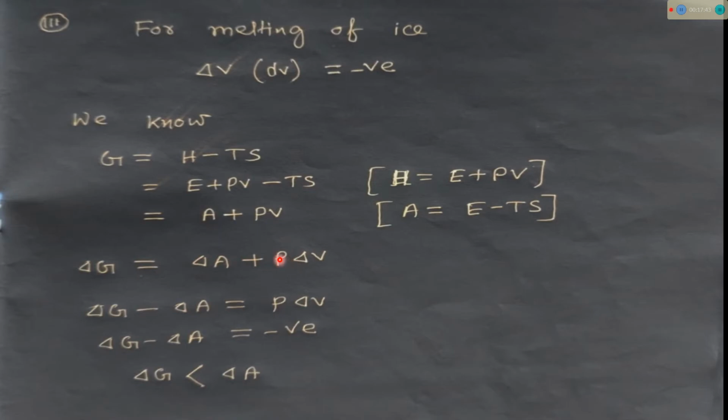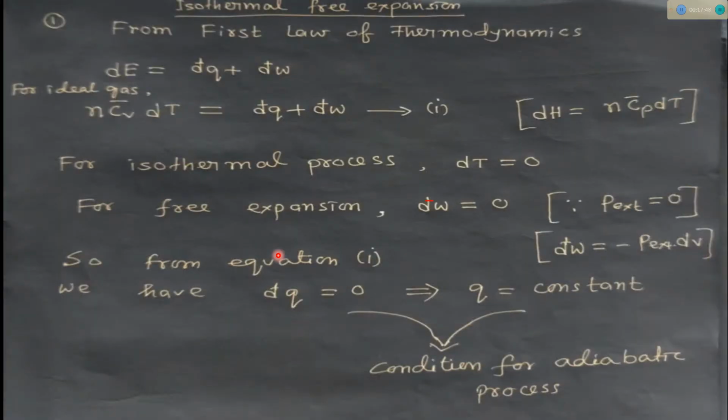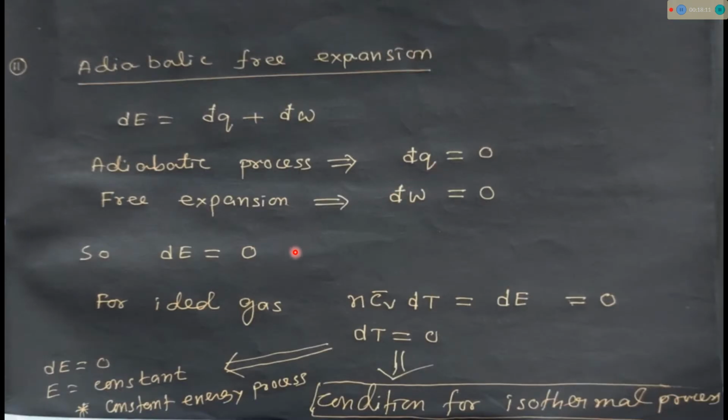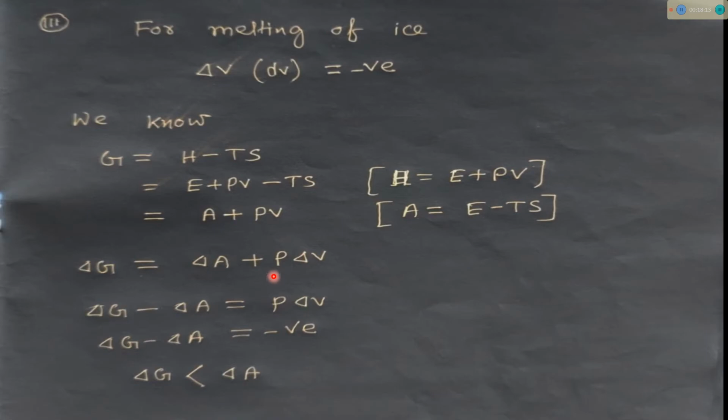हम लोगों ने इसमें P में चेंज क्यों नहीं कंसिडर किया? See, in the question, for the process melting of ice at a particular temperature T constant and 1 atm pressure, they mentioned 1 atm pressure, which means pressure is constant for this process. For this process we have to consider constant pressure, and also 0 degree centigrade means 273 Kelvin. So that's why we are writing here P del V.